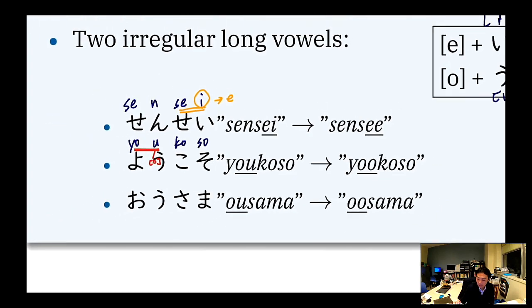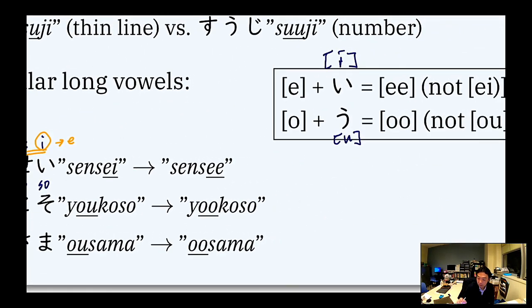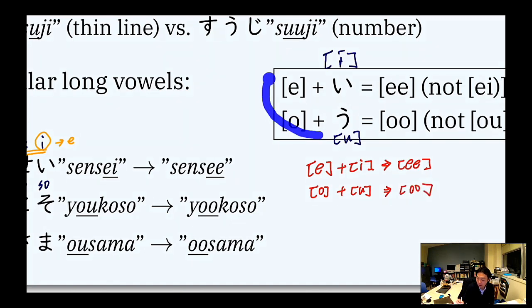So basically all you have to remember is this. If you see an E sound plus an I sound, it becomes a long E sound. If you hear an O sound plus a U sound, it becomes a long O sound. Okay, so that's the way exactly as you have here.